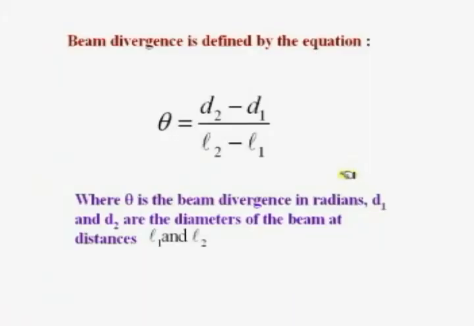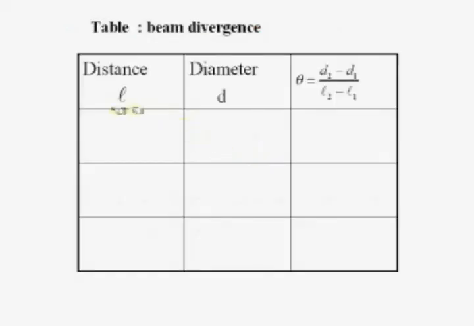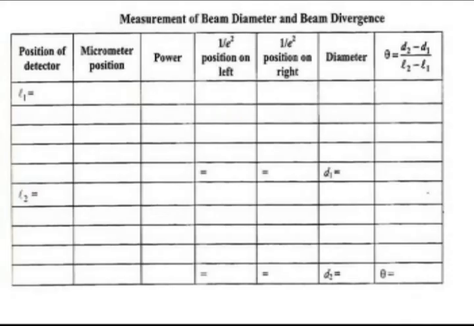So the equation for the divergence is given here: theta equals (d2 minus d1) over (L2 minus L1). So this is a fairly simple thing. First measure the diameter at one distance, and then measure the diameter at the second distance, and then find d2 minus d1 over L2 minus L1 and find the angle of divergence. So this experiment, like I said, is a very simple and easy way to measure the properties of the laser beam.